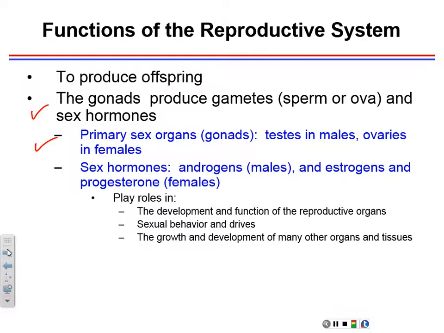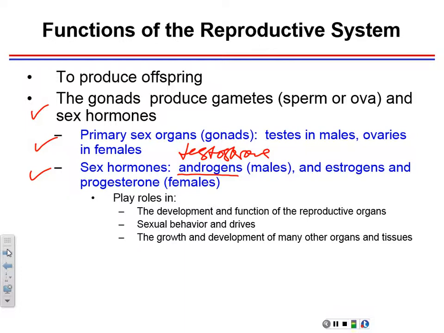The primary sex organs are the organs that produce the gametes for each sex. So it will be testes for the male, and ovaries for the female. Everything else is all accessory organs. And the primary sex organs produce the hormone for that particular sex. Androgens are male hormones, of which the most potent is testosterone.